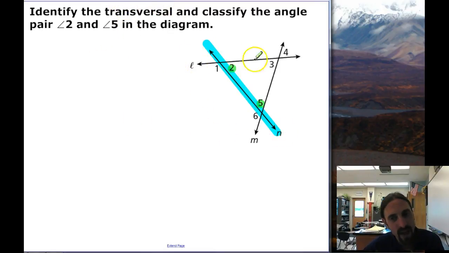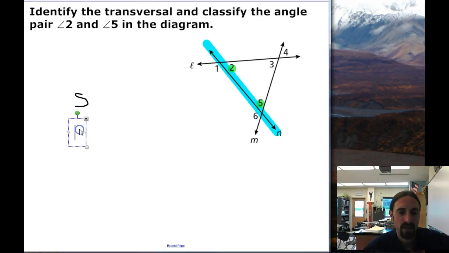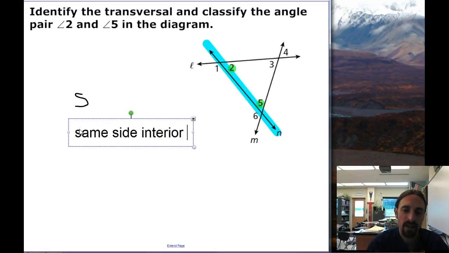And then what kind of angle pair are 2 and 5? Well, they're in the interior. They're between M and L. Okay, so they're definitely some kind of interior. And let's see, they're on the same side of that transversal, so they're same side. They are same side interior angles.